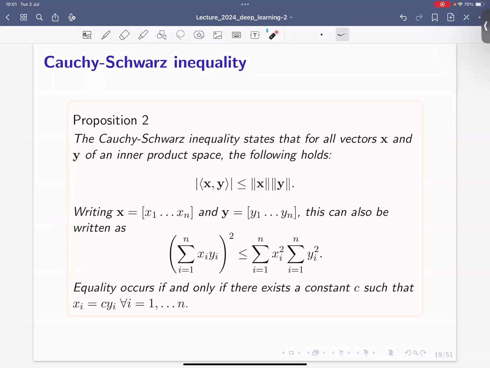So it is equivalent. I have various proofs in the lecture notes. If you want to look at it, it's rather simple. And again, this is something that we'll be using often during the semester.